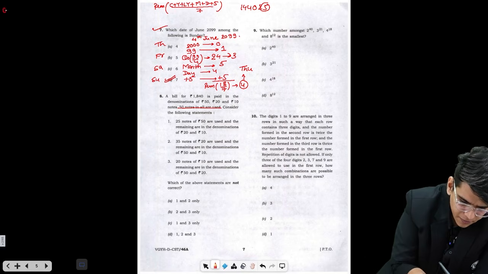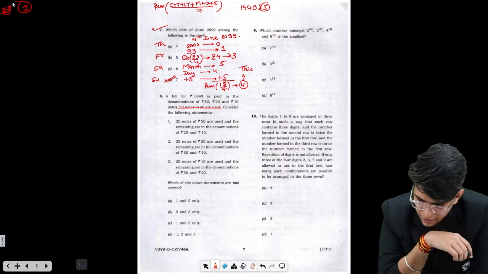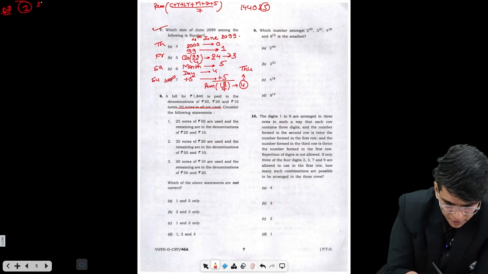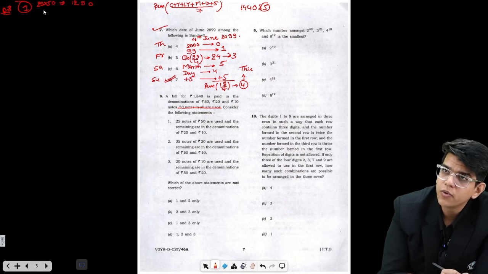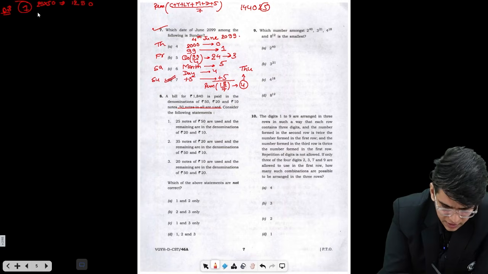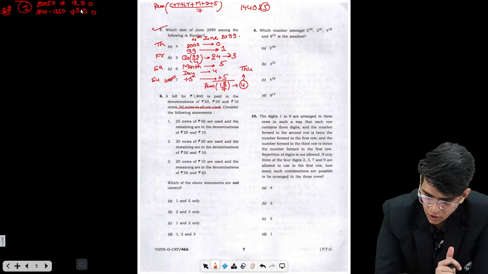Question 8, statement 1. 25 notes of 50 are used. 25 notes of 50. That means how much money? 5 fives are 25, 5 to carry over. 1250 rupees are done with 50 rupee notes. How much money is left? 1840 minus 1250. This is nothing but 590.